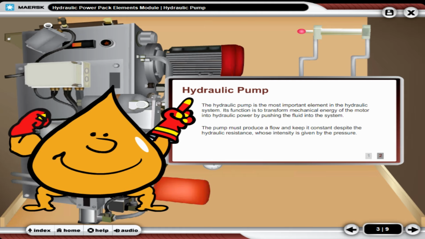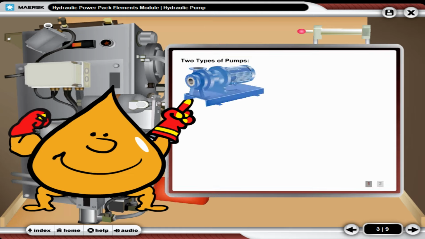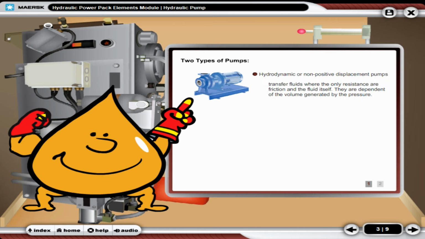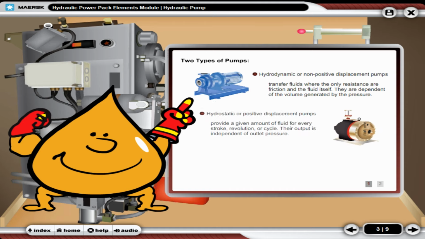Pumps can either be categorized as hydrodynamic or non-positive displacement pumps, which are used in the transfer of fluids where the weight of the fluid itself and friction are the only resistance encountered. They are functionally dependent of the volume generated by the pressure. Or hydrostatic or positive displacement pumps, which provide a given amount of fluid for every stroke, revolution, or cycle. They are well suited for use in transmission of power, since their output is independent of outlet pressure.